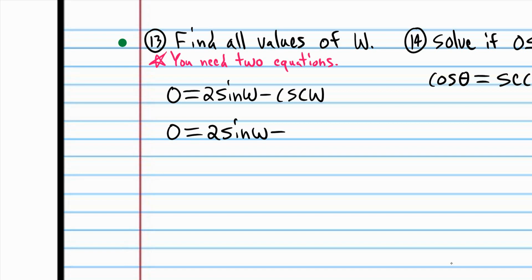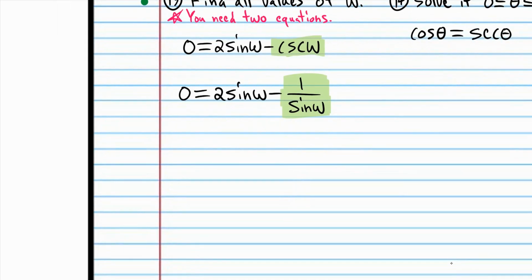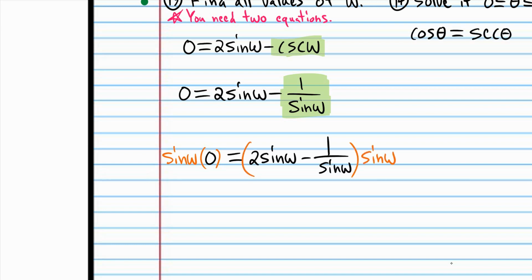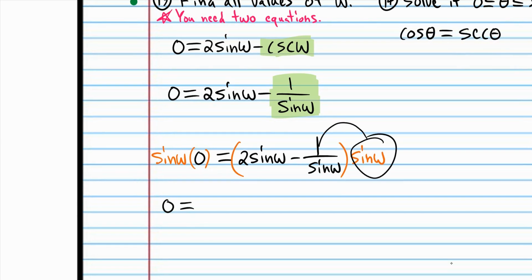So I'm going to rewrite cosecant omega as 1 over sine omega. So we used a reciprocal identity. And then I'm going to multiply both sides of the equation by sine omega to get rid of that fraction, make things a little easier to work with. And sine omega times 0 is 0. And we're going to have to use distribution. Sine omega times 1 over sine omega is 1. And 2 sine omega times sine omega is 2 sine omega squared.